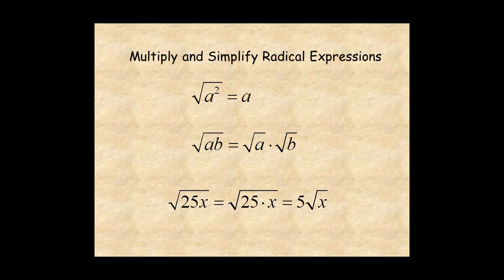Once you understand these properties, you can simplify the process. Split the product into radical 25 times x. Then since 25 is equal to 5 squared, factor out 5, and x stays under the radical. The final answer is 5 times radical x.